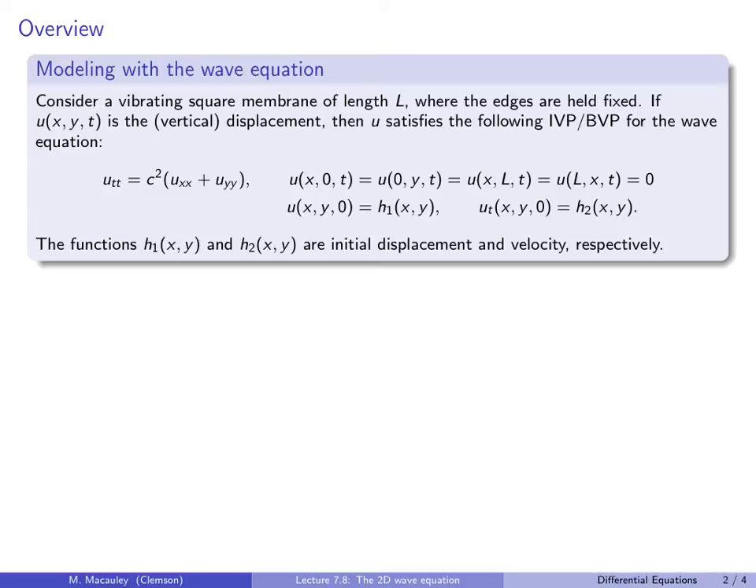So suppose we have a vibrating square membrane of length L. Now it doesn't have to be square, it could be rectangular of length L1 and L2, but let's just say it's square to make things easier. So think of this as like a trampoline.